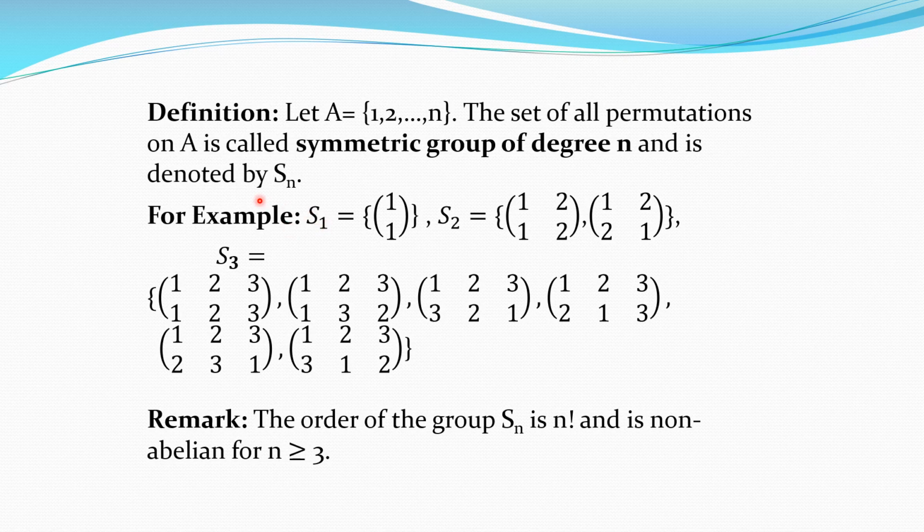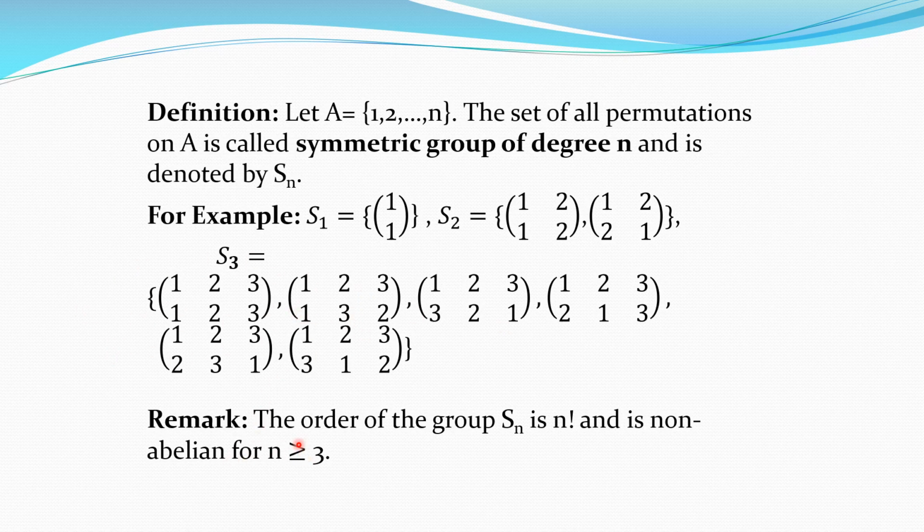Then what is S2? The set of all permutations on A equal to 1, 2. Now, there are two permutations that we can define. In one case, 1 goes to 1 and 2 goes to 2, that is the identity permutation. And in the second permutation, 1 goes to 2 and 2 goes to 1. So, S2 contains two elements. And S3 contains the permutations defined on 1, 2, 3. So the domain is 1, 2, 3. So in every case, the first row is 1, 2, 3. And then 6 functions are possible, which are one-one and onto. So S3 contains 6 such permutations.